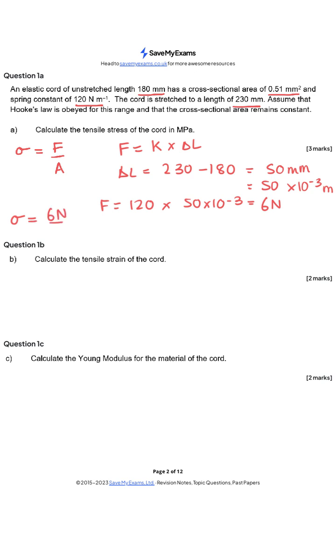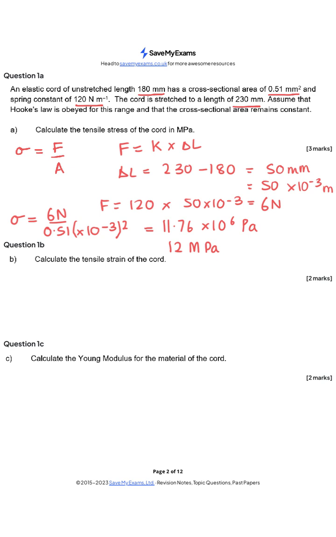So we've got 6 newtons divided by the area it's given us, which is in millimeters squared. So we're going to need to convert that into meters. So this is times 10 to the negative 3 would be for just a millimeter, but it's a millimeter squared, so we would square that. So it's actually going to be times 10 to the negative 6 that we're multiplying our 0.51 by. And what that gives us when we type it into our calculators is 11.76 times 10 to the 6 pascals. It asks for our answer in megapascals, so that's 12 megapascals. Two significant figures.